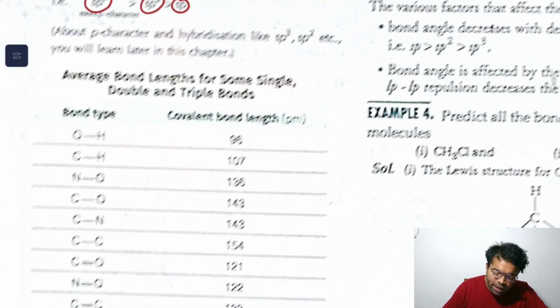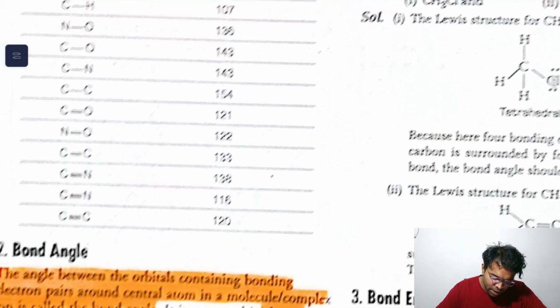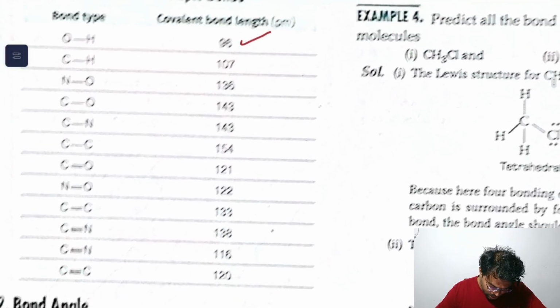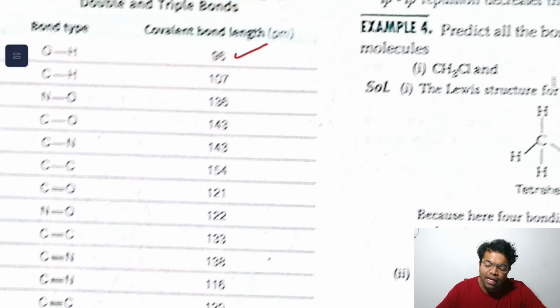Okay, average bond length for some single, double, and triple bonds. Look at this. The OH bond has a bond length of 96 picometers. Now let's see a triple bond. Does this have a triple bond? CN. Is there a triple bond here? No, there's only a double bond here. Okay, no problem. But do you see that the bond length increases as the size of the atom increases, and the bond length decreases as a double bond or a triple bond is formed between the two atoms? Did you understand this whole section, Drupad? Okay, shall we move on?